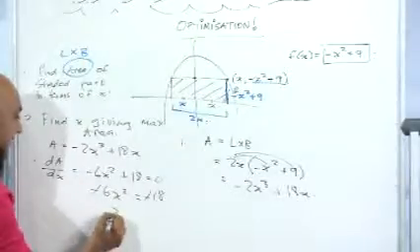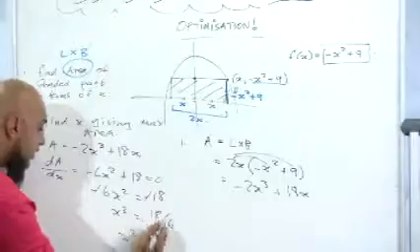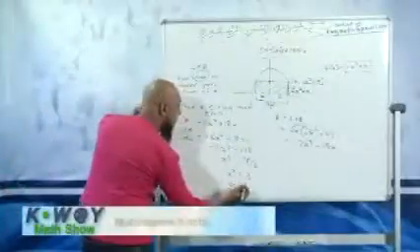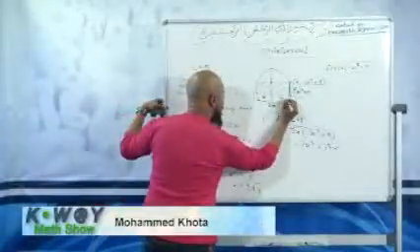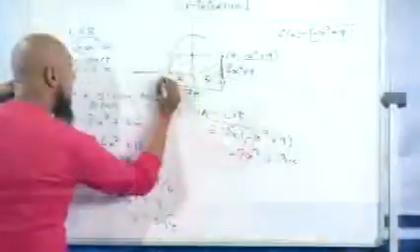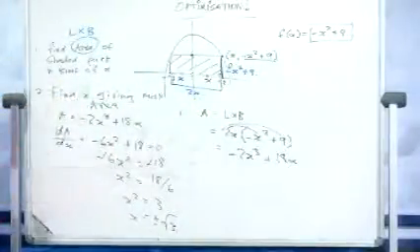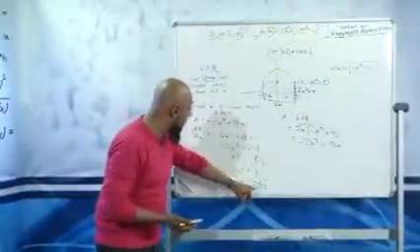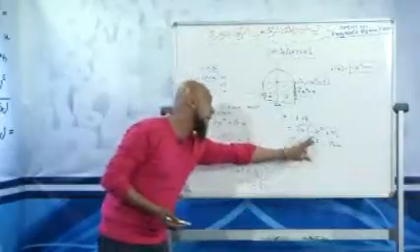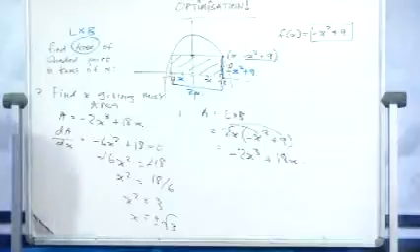Negative and negative will cancel. X squared is equal to 18 over 6. X squared is equal to 3. X is equal to plus or minus the square root of 3. So that would be plus square root of 3, and that would be negative square root of 3. There we go. Find x giving maximum area: x is equal to plus or minus the square root of 3. If they say now, find the maximum area of the shape, obviously you just take your square root 3, plug it back into your original and get your maximum area of your shape.